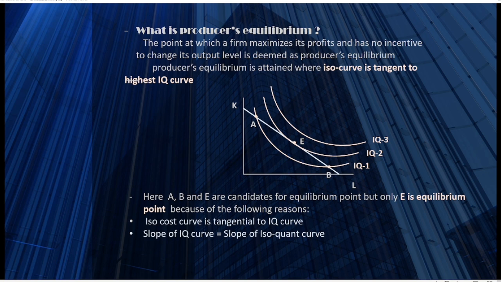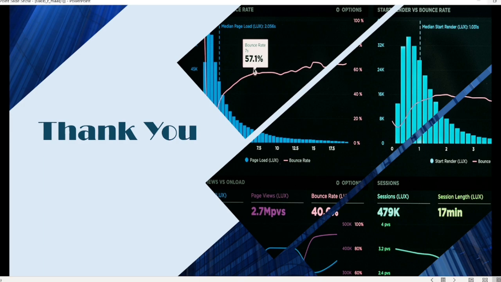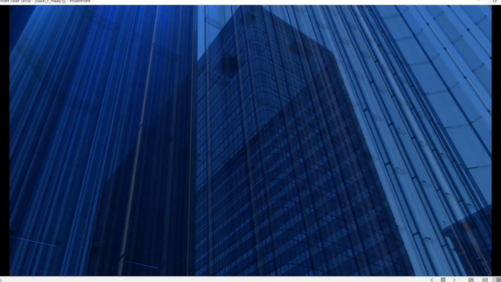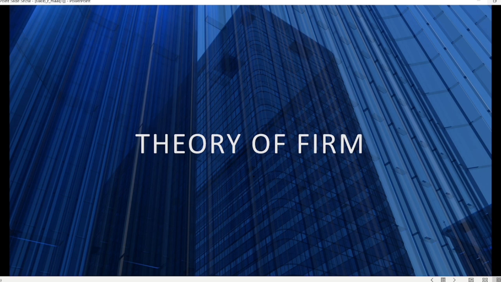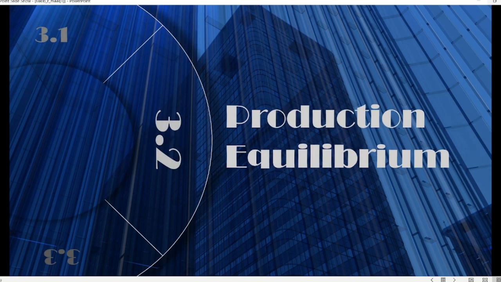So let's quickly recap what we've learned today. Production equilibrium is about producing efficiently with given resources. Iso-Quant curve shows different combinations of inputs that yield the same output.